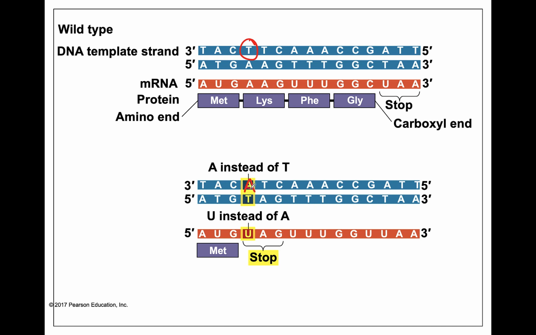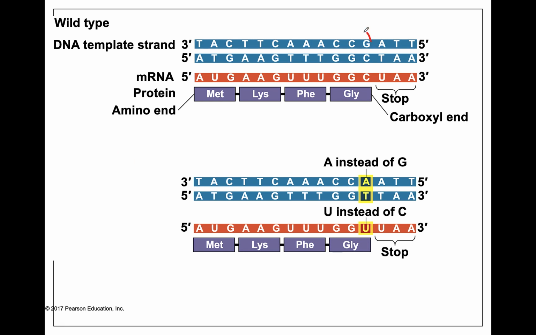Here's another substitution. We were supposed to have a T right here. It got changed to an A. And as a result, the codon changes from AAG to UAG, which is a stop codon. So it was supposed to code for lysine and then continue with phenylalanine and glycine and then a stop codon over here. However, it coded for a stop codon early, and this protein is going to be cut short. So this protein is going to typically be non-functional because it doesn't have all of its amino acids. This is going to be a nonsense mutation.